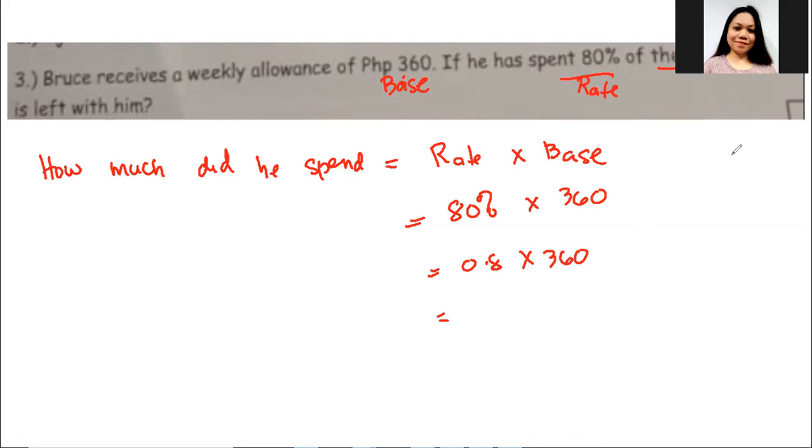I don't know what that is. I don't have a calculator. So let's see, 360 divided by 5. Just don't mind this, I just don't have a calculator. Okay, so he spent... Oh, no, that's not right. 72 times 4. If you have a calculator, you should just do this by calculator. I just so happen to not have it. 72 times 4 is 288. Okay, so this is equal to 288.